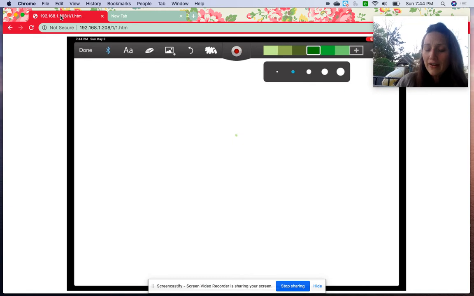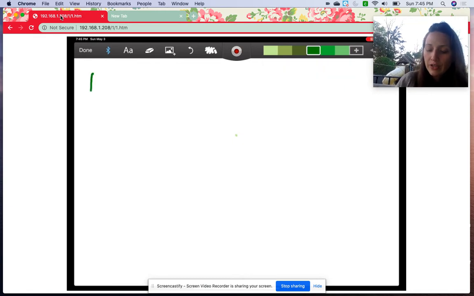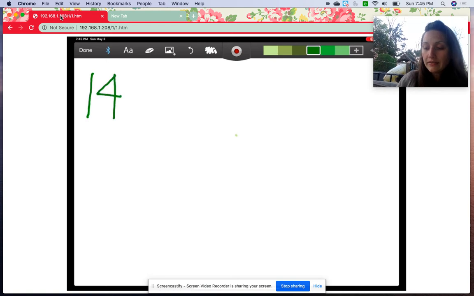Now the 1 is very easy, right? It's a straight vertical line down. The 14, I told you I was going to show you another way to draw it. So the 14 that we saw today looked like this. Okay? It was a diagonal line down, then a horizontal line across, and then a vertical line.